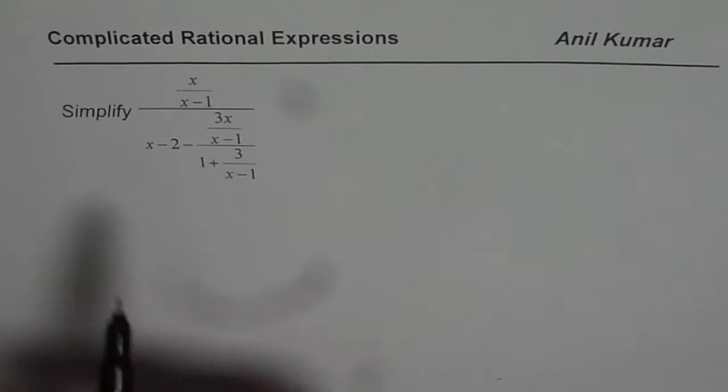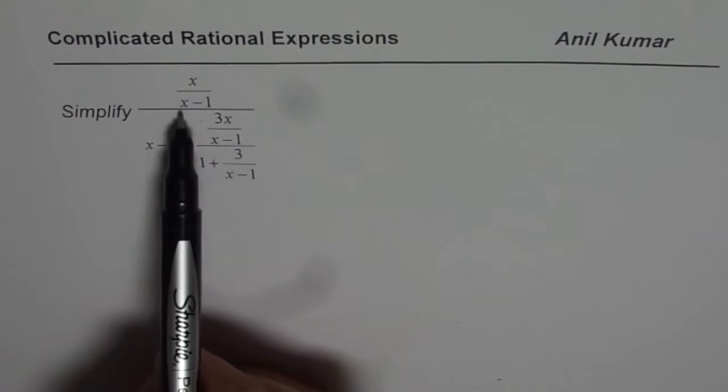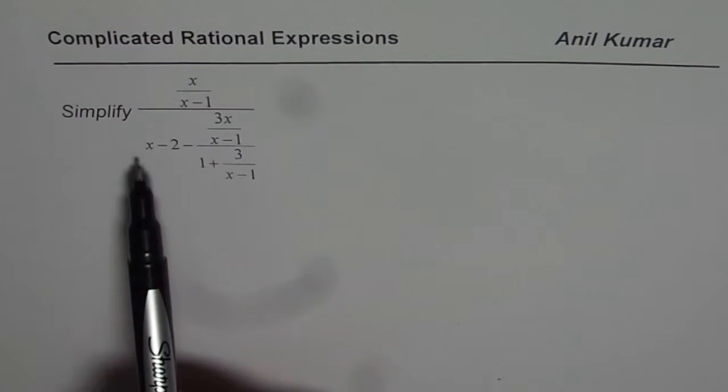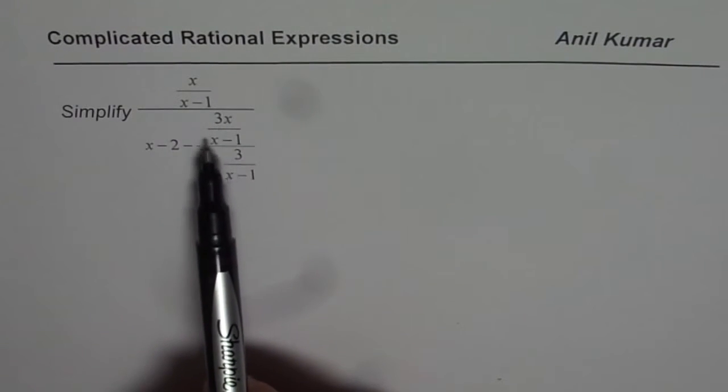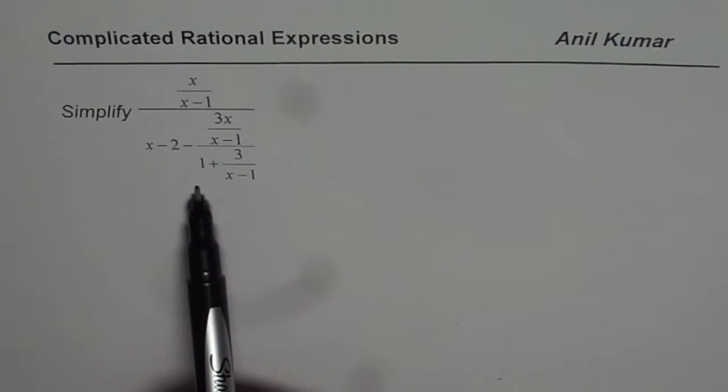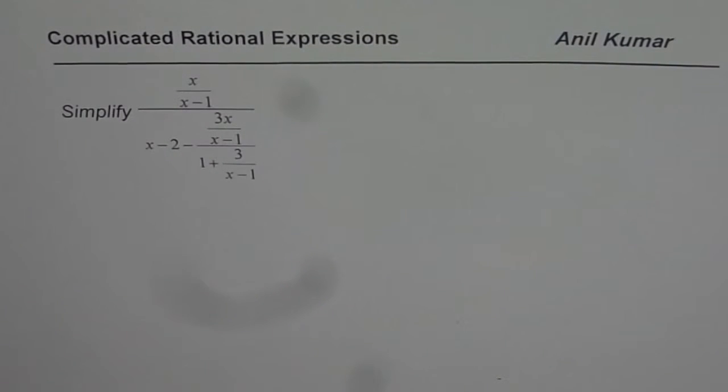The question is to simplify x over x minus 1 divided by x minus 2 minus 3x over x minus 1, divided by 1 plus 3 over x minus 1. Now you can actually pause the video, copy the question, simplify, and then look into my solution.